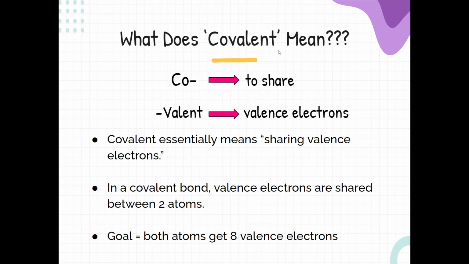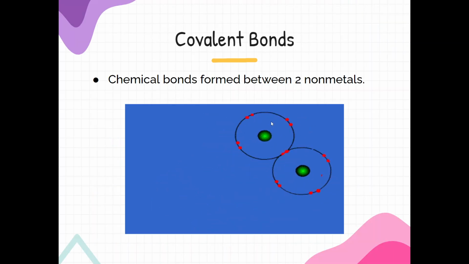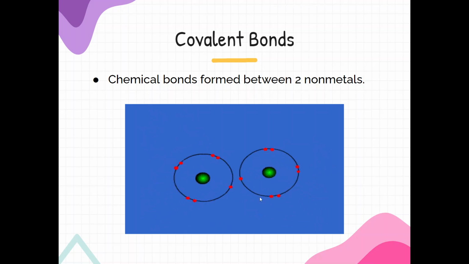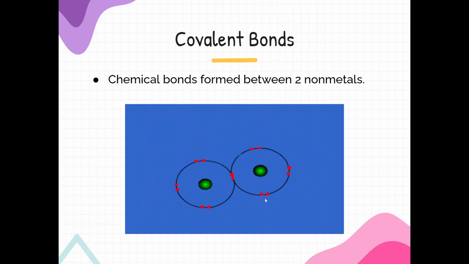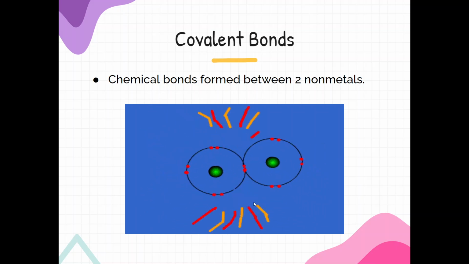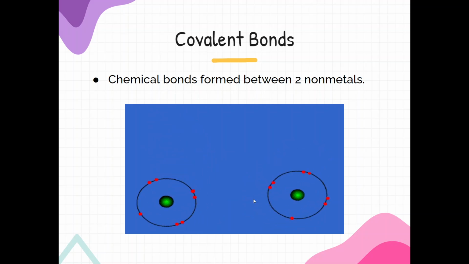The word covalent literally means to share valence electrons. The prefix co means to share, and valent refers to valence electrons. In a covalent bond, valence electrons are always shared between two atoms. The goal of covalent bonding is so that each atom in that bond can end up with an octet, or 8 valence electrons, or a full outermost principal energy level. We can see how that happened with these two fluorine atoms. They each started off with 7 valence electrons, but by sharing their single valence electron, now they both have 8 valence electrons, or a full second principal energy level.